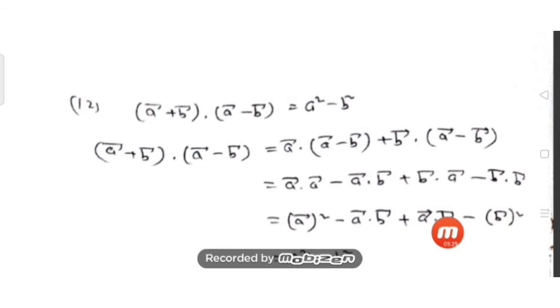These are of equal value but opposite signs, so they can be cancelled out.